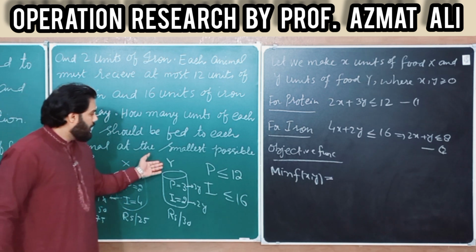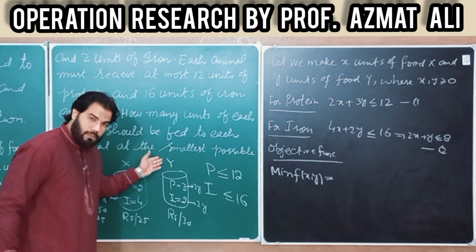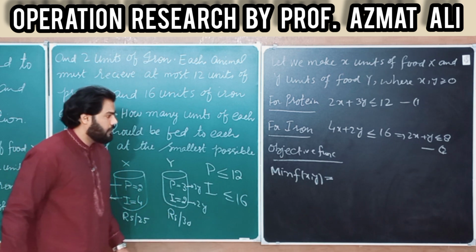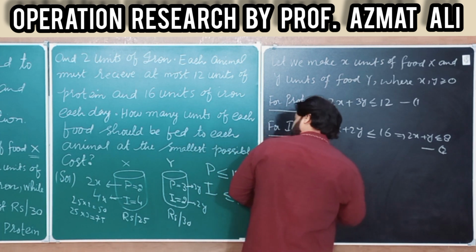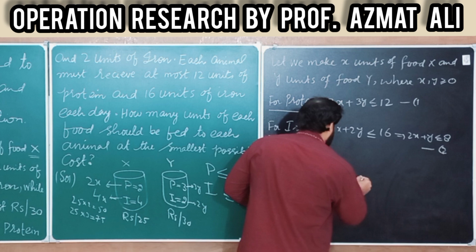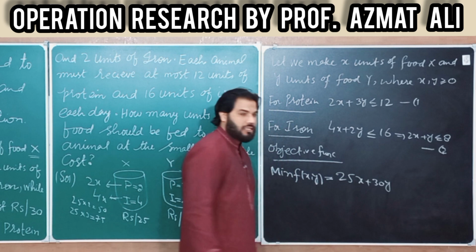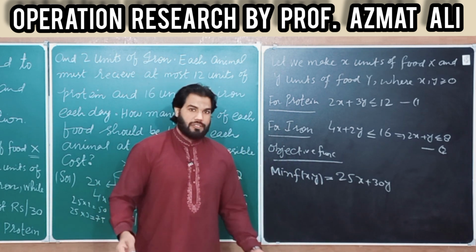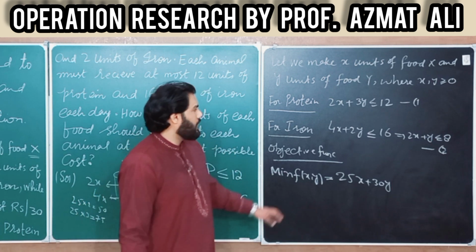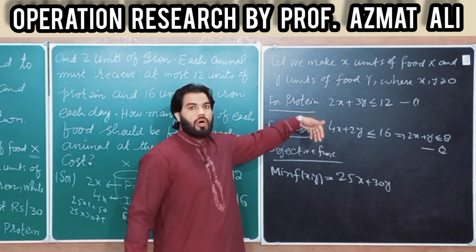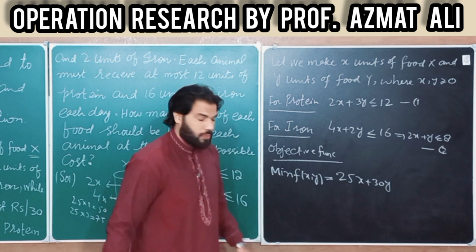In the similar way, if I make y units of food y, the cost for food y will be 30y. So we have to minimize the function f x y equal to 25x plus 30y. This is our linear programming model. Next, the process is the same as I have discussed in the previous lecture. Firstly, I will make the associated equations or the boundary equations of inequality number 1 and 2.